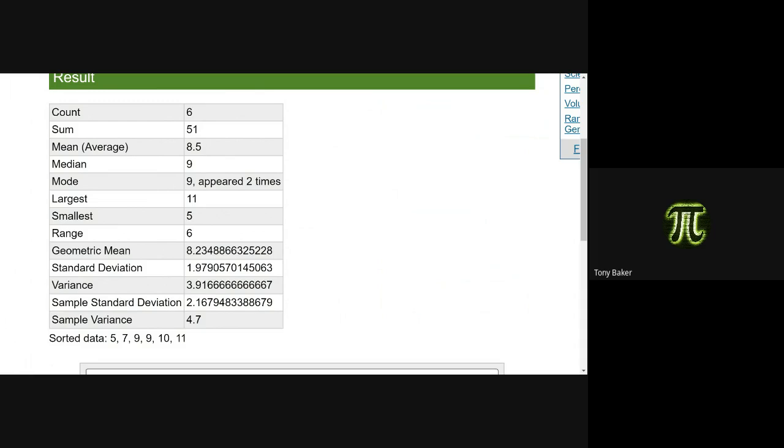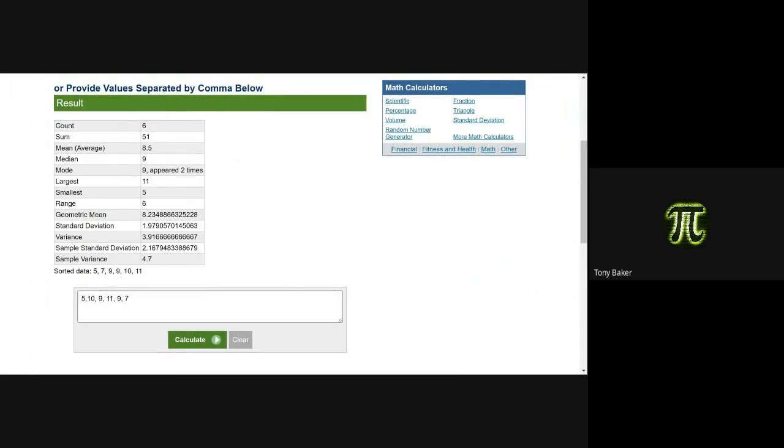Wait, so standard deviation, how much are the outliers? No, standard deviation is telling you spread. I'm going to explain what standard deviation is in a second. I want you to know how to calculate it, and then I'm going to explain what it actually means in terms of the actual curves.